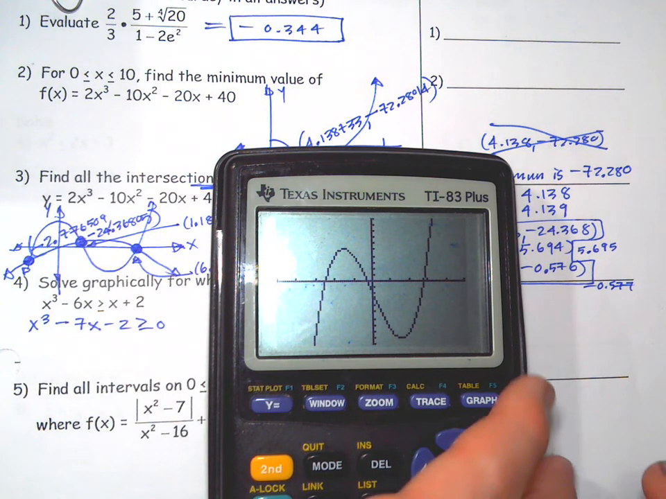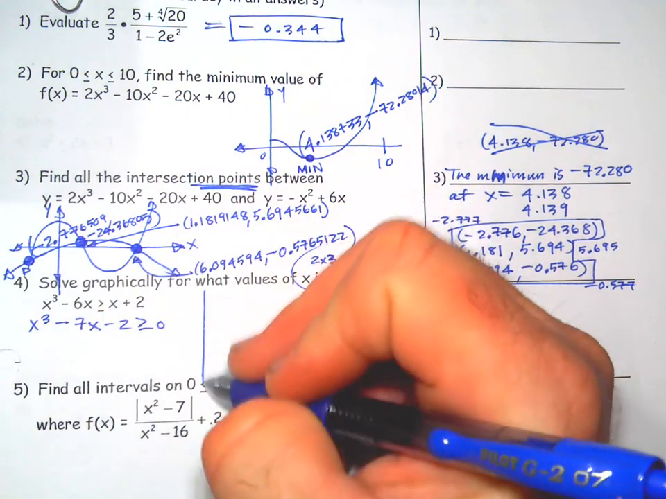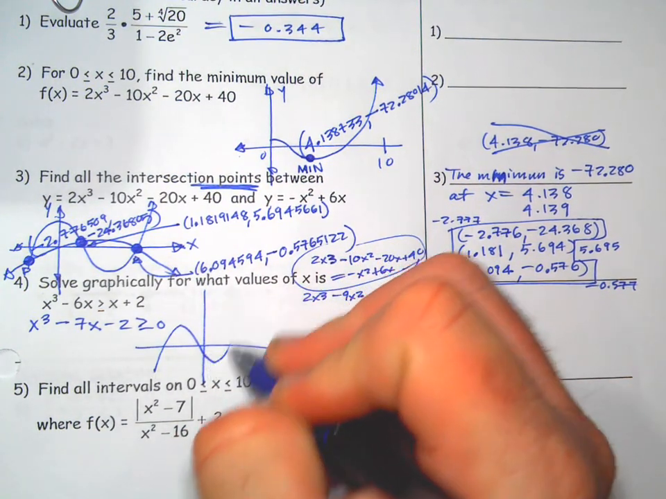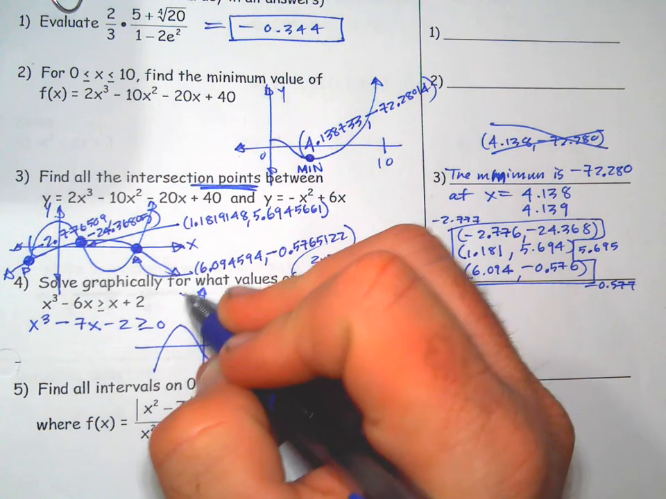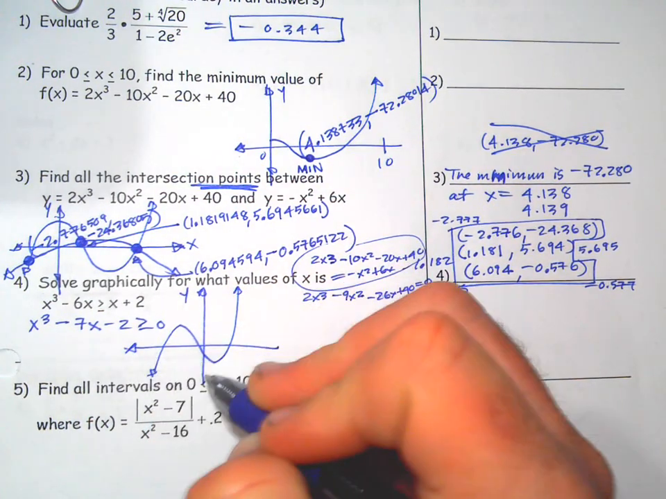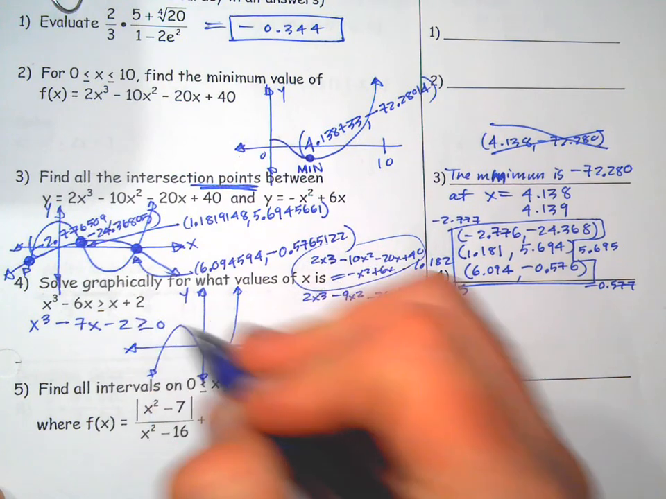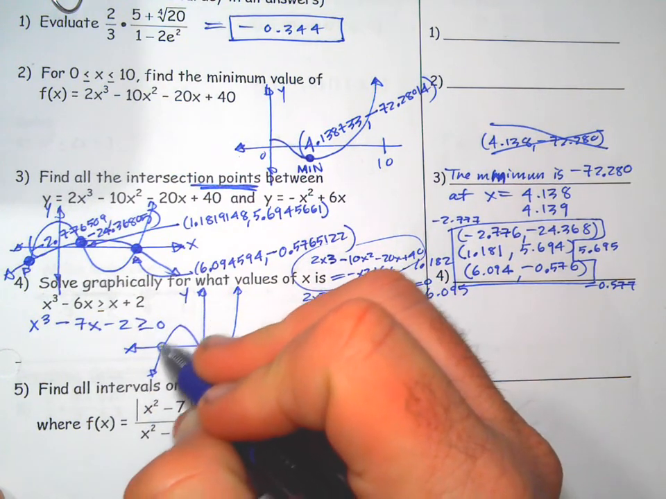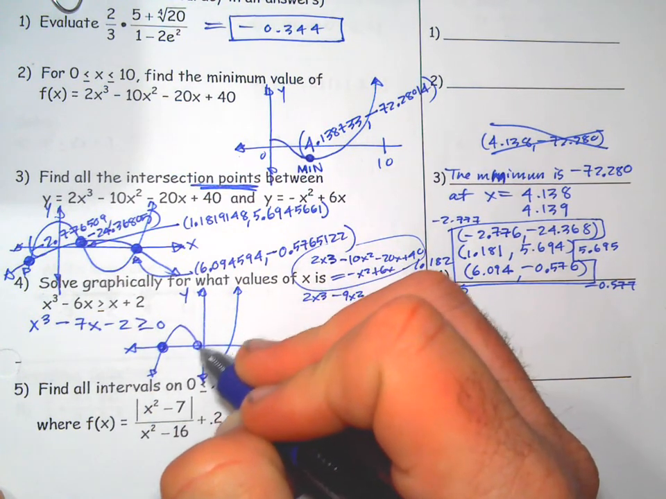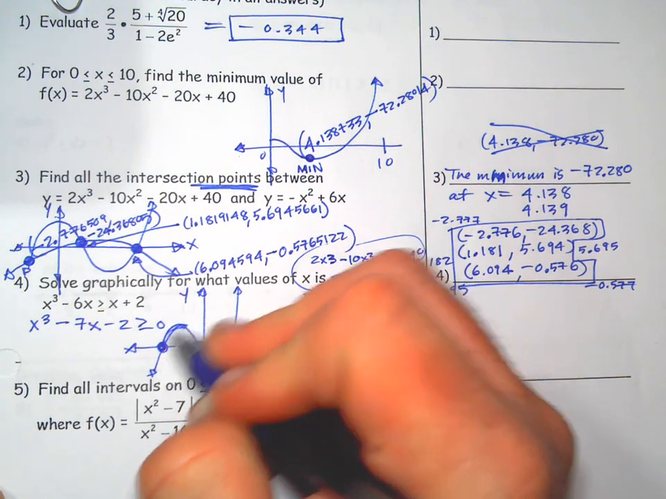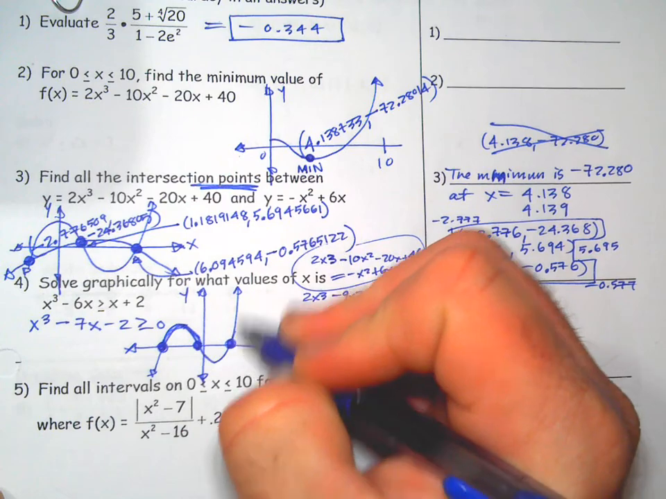So let's draw a sketch of that. It's a cubic, like we expect, and it kind of looks like this. So, a quick sketch. Because we moved everything to one side, it's just one graph. And where is this graph above zero? So that would be a solid dot at any x-intercept, right? Because it's or equal to zero, and it'd be what's above. So it's that chunk of the graph and this chunk of the graph.